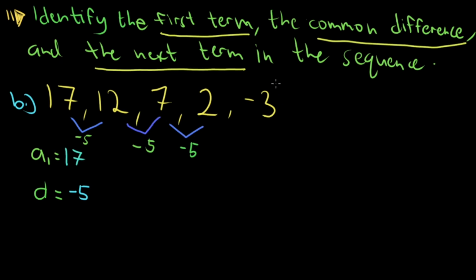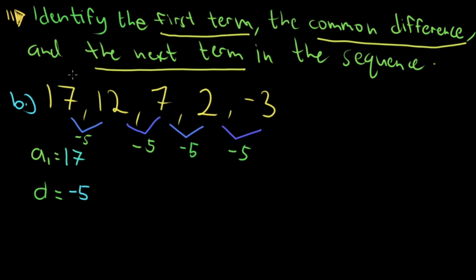And then, mag-add ka kay 2 ng negative 5 will also be negative 3. Kahit isubtract mo yan, negative 3 minus 2 will still give you negative 5. So, sigurado tayong parehas. Ibig sabihin, our common difference is negative 5. How about our next term?